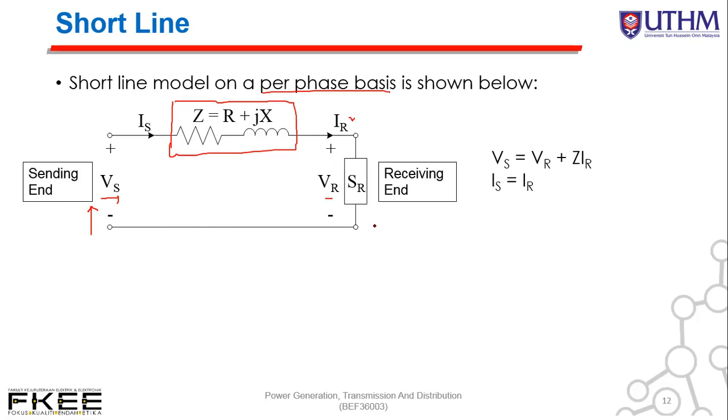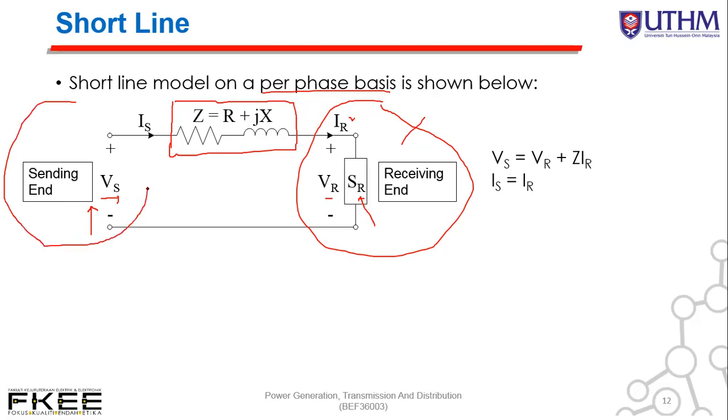Also, we put a load, so we will have an apparent power. The power of the load is called receiving apparent power at the load. So this part is called the receiving end. Basically, receiving is to the consumer or to the industry or to the end user. Sending end is basically the starting of the transmission line.